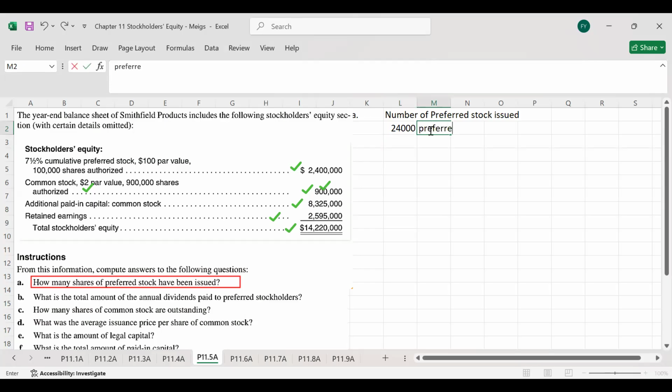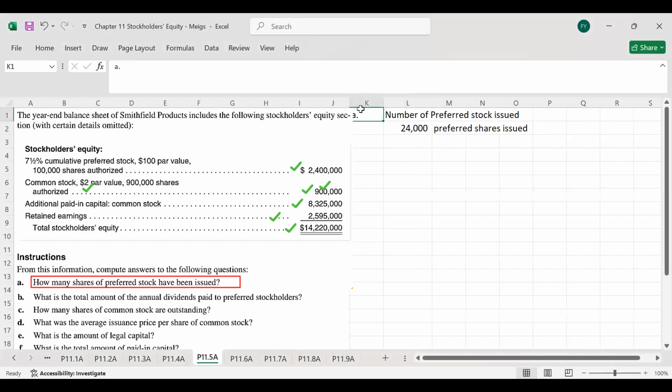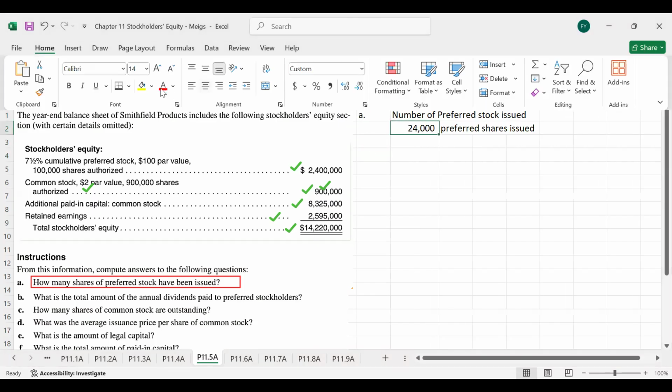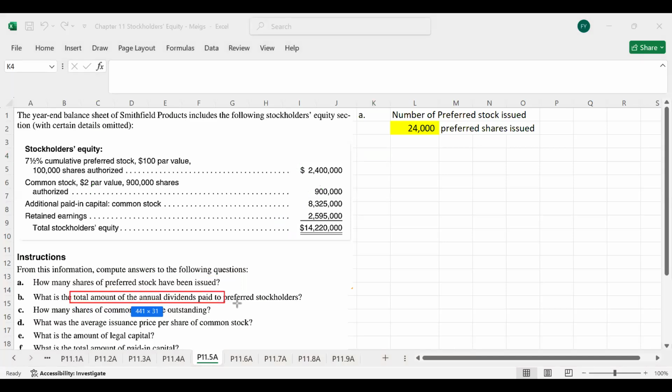So preferred shares issued is 24,000. So this is requirement number one, which is 24,000 shares.